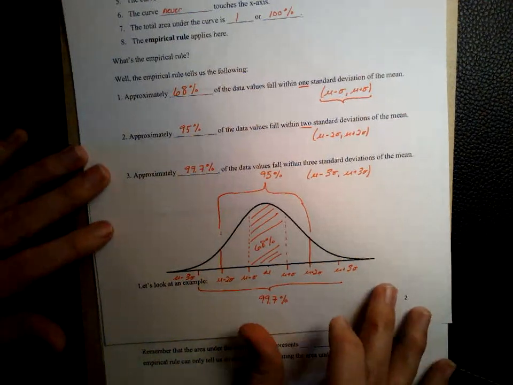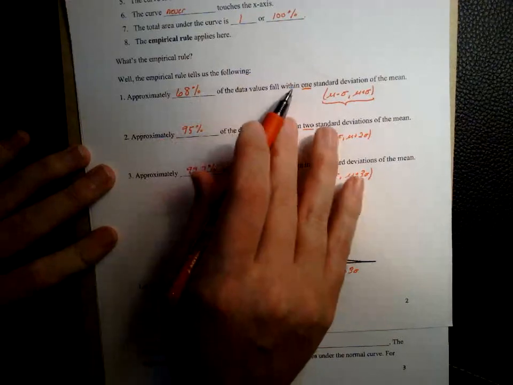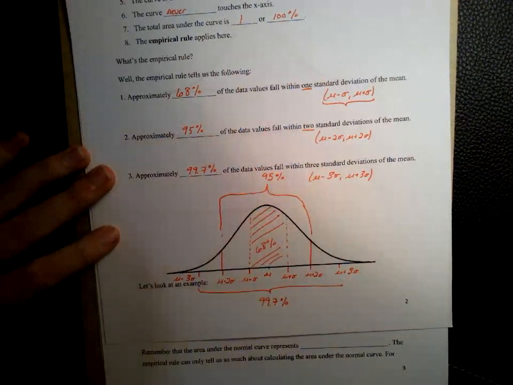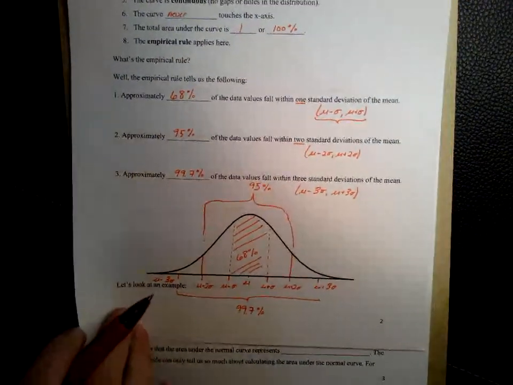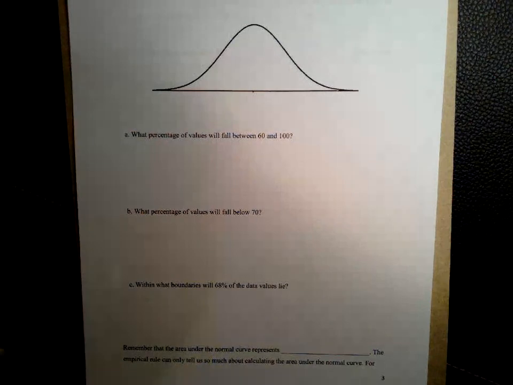It gives us a rough estimate of the percentage of data values that fall within 1, 2, or 3 standard deviations from the mean. But we're not always going to have a value that is within 1, 2, or 3 standard deviations from the mean. But let's look at an example when we do.